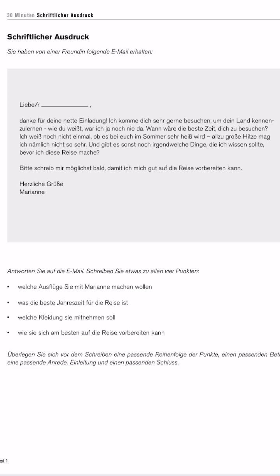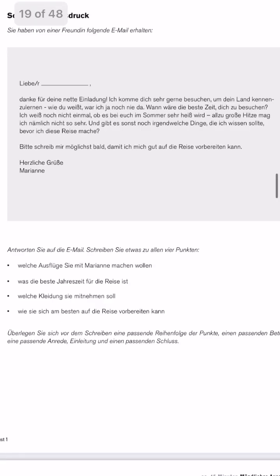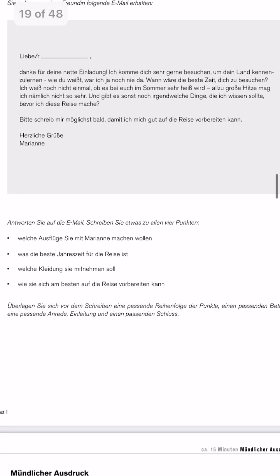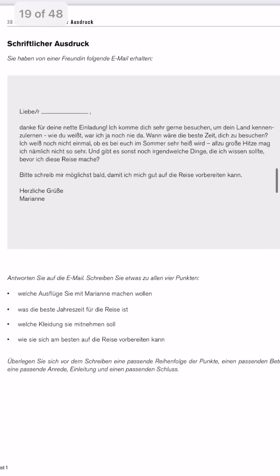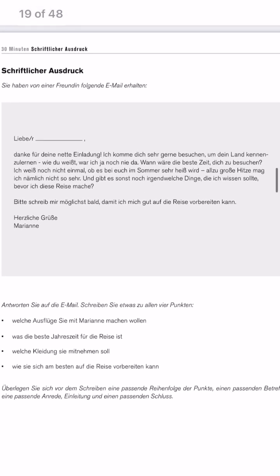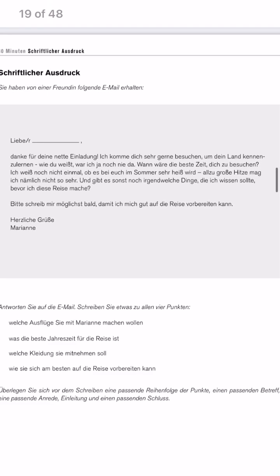So let's say here in this question we have welche Ausflug Sie mit Marina machen wollen. So which side trip you want to do with Marina, and what is the best time. This is the second point. And which clothes you will be carrying: Kleidung Sie mitnehmen sollen. Wie sie sich am besten auf die Reise vorbereiten kann. And how can you best prepare for the trip. So all these 4 points must be included in your letter if you want to get good marks in writing. And you could use keywords like Ausflug, beste Jahreszeit, Kleidung, Sie mitnehmen, and vorbereiten. These are the keywords from the question itself which you can put in your letter and get good marks.